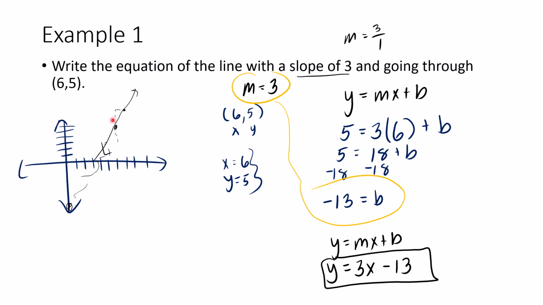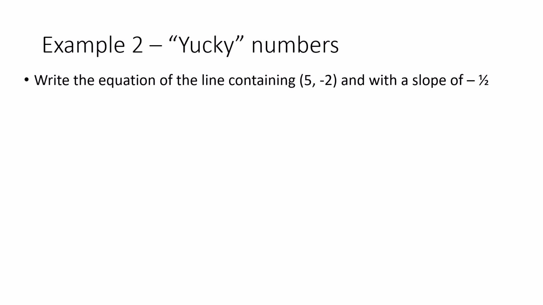And any other point that we could find on that line, like the 6, 5, but any other point, we could plug into that equation. It would also make it true. And that's pretty much how the strategy works. So there's our first example.